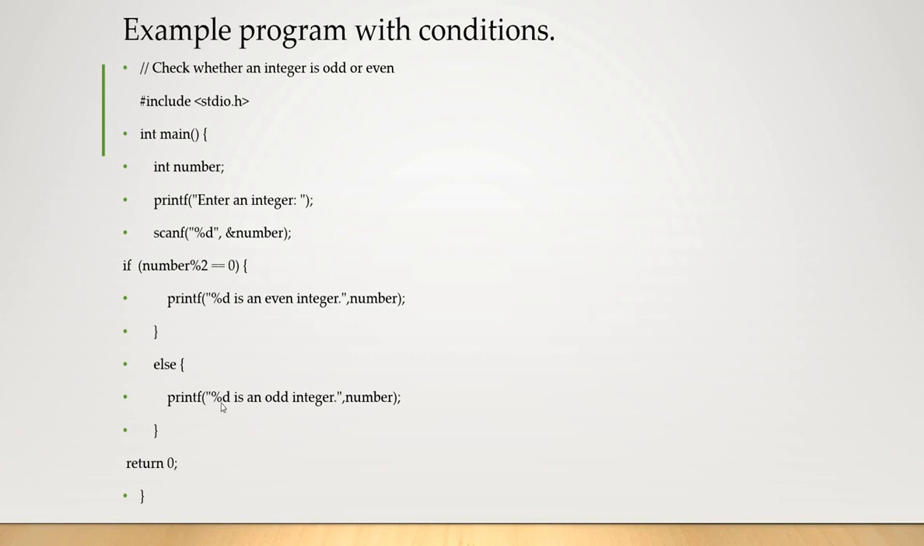So what is this condition? Print of percentage d is an odd integer. So what is percentage d? 3. 3 is written here. So 3 is an odd integer, and we are closing the if statement and else statement, and we are returning 0 because the function is of type int, and we are closing the program and executing it using the compiler.